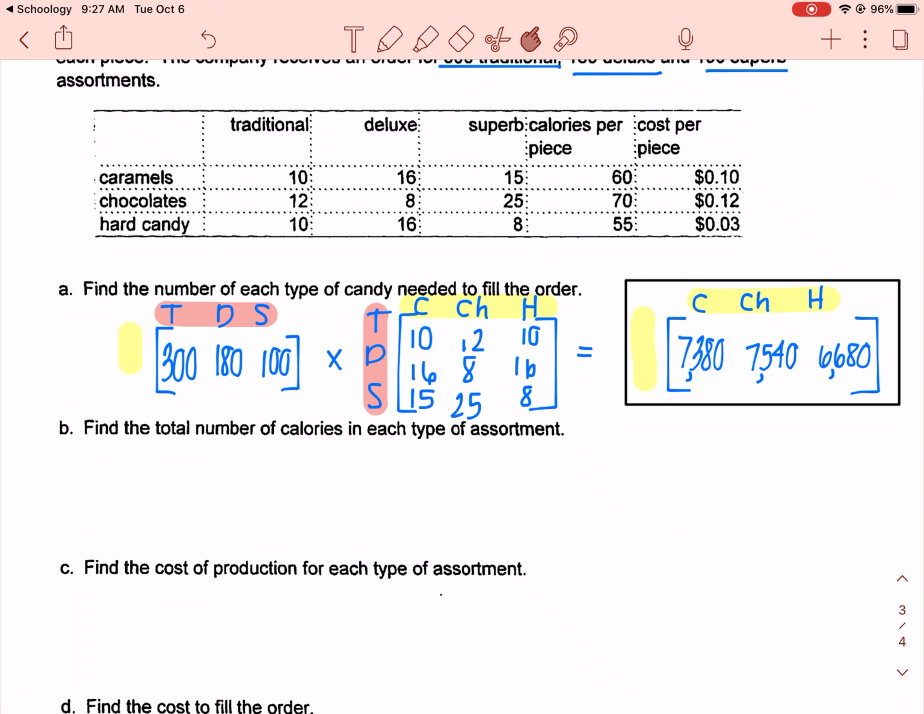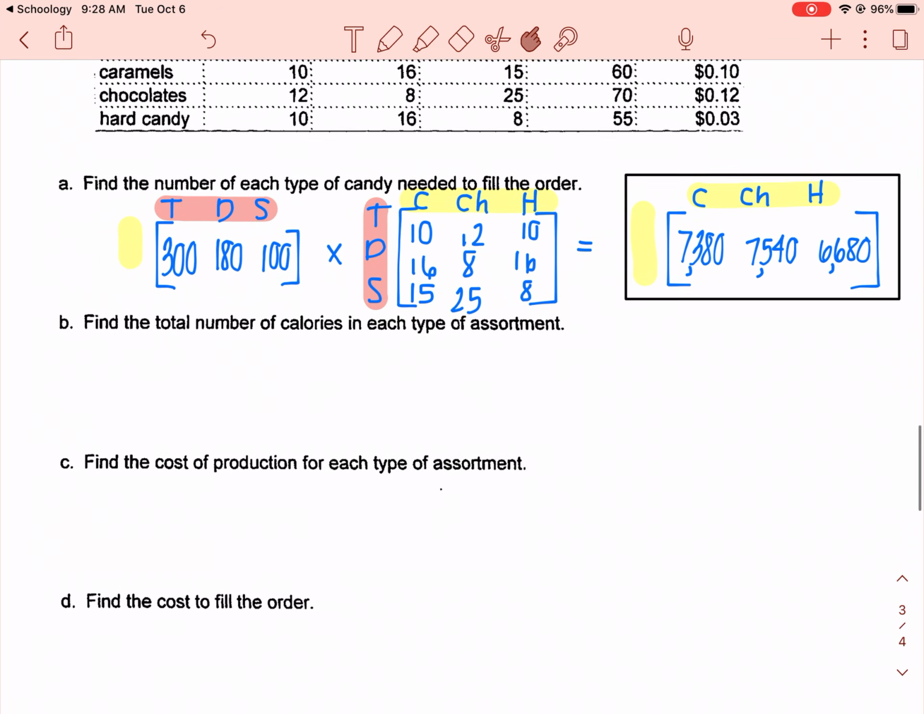B, find the total number of calories in each assortment. Okay, so now we want calories in each assortment. Well, calories is 60, 70, 55 per assortment, which is traditional, deluxe, superb.